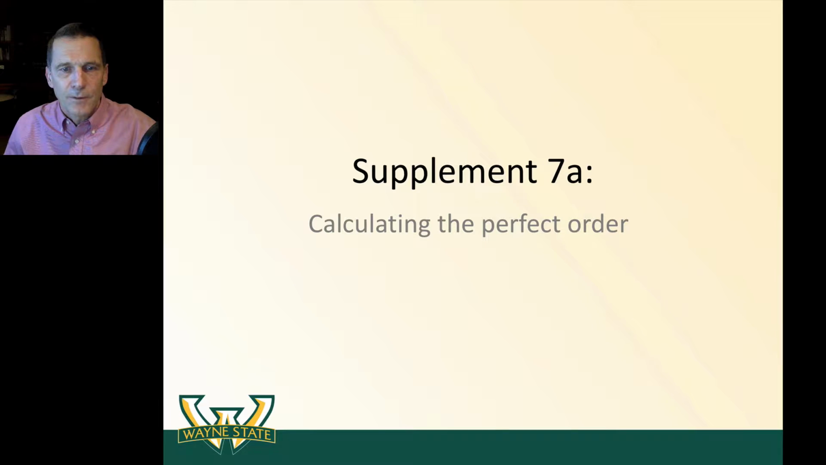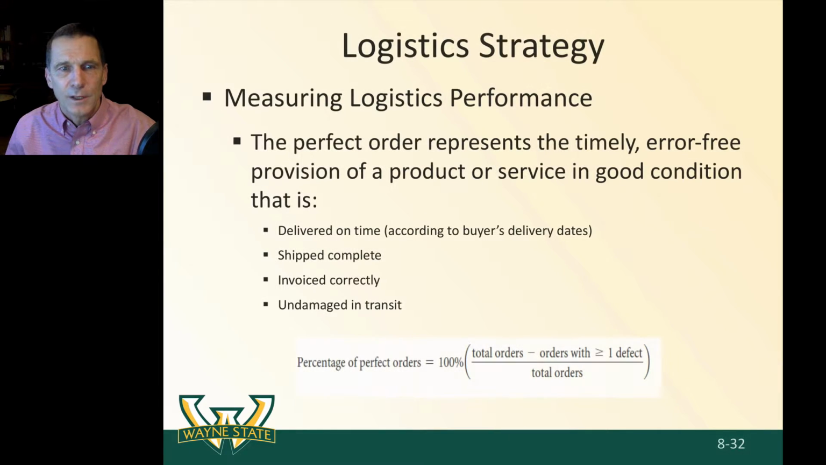So the concept of the perfect order is basically saying that if we want to measure the performance of logistics, we should think about certain errors that are typical, and we can measure those, count them, and the percentage of orders that can get through the system without any of those errors, that come through correctly, are the perfect orders. Important to understand that one order could have multiple errors, but it simply means it doesn't count as a perfect order.